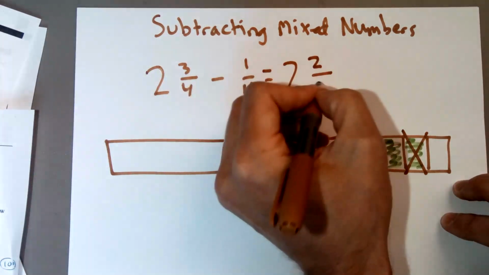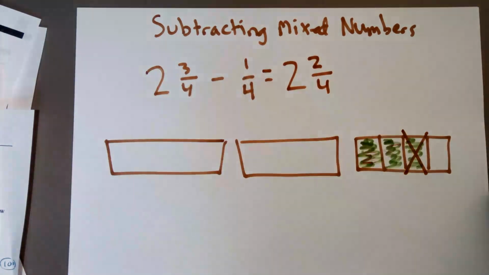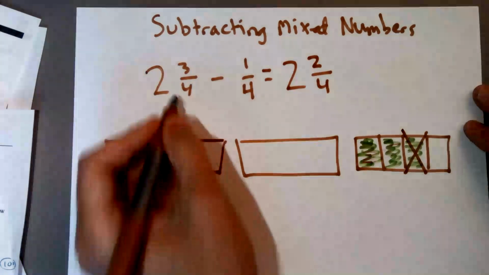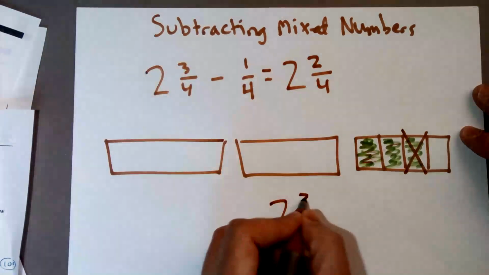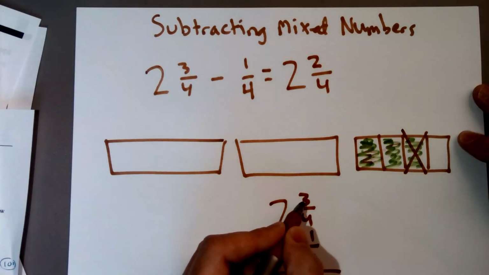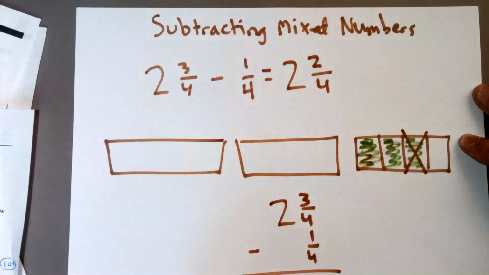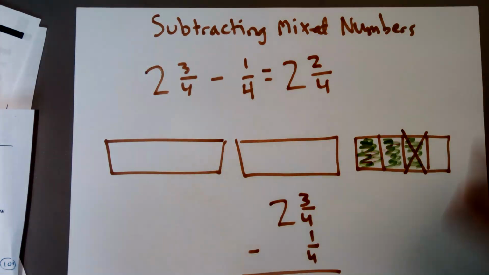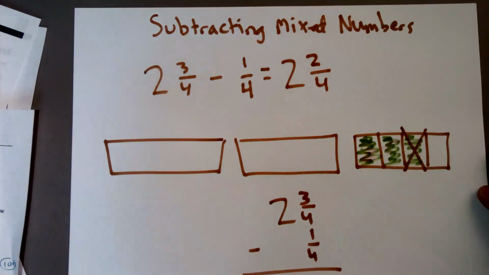2 2/4. So you can also stack this 2 3/4 minus 1/4, and it's easy to just do 3/4 minus 1/4 is 2/4, and then 2 wholes minus 0 wholes is 2 wholes, 2 2/4. Okay, so that's an easy one.